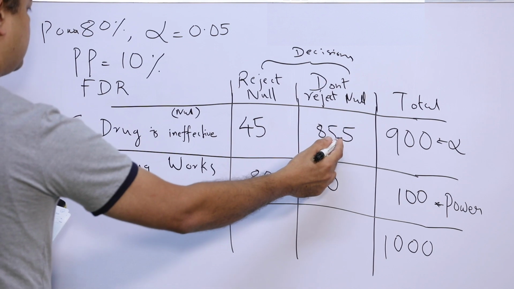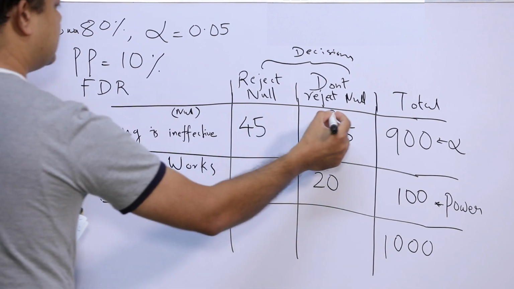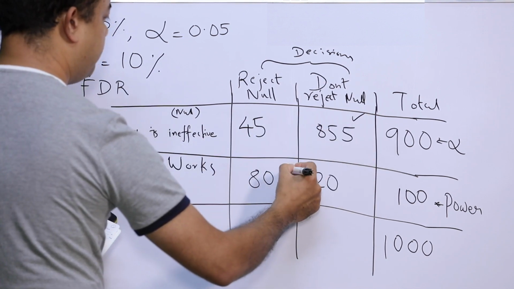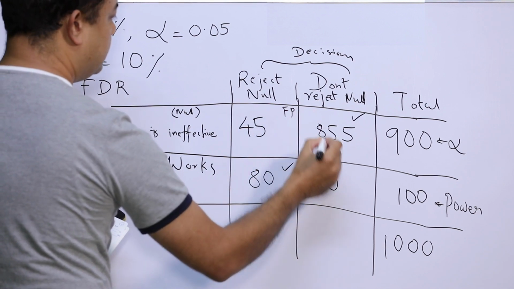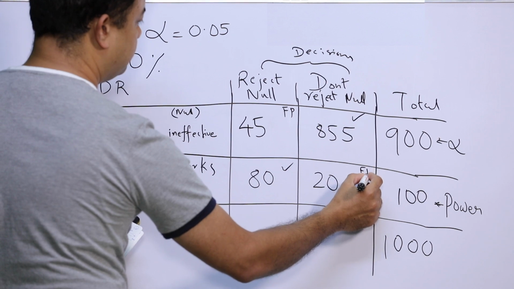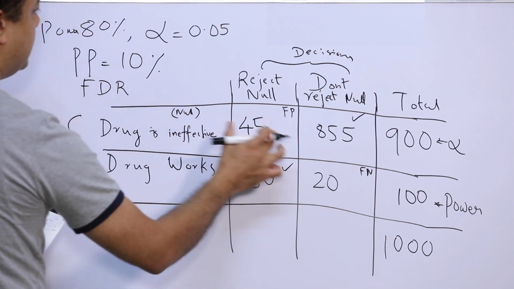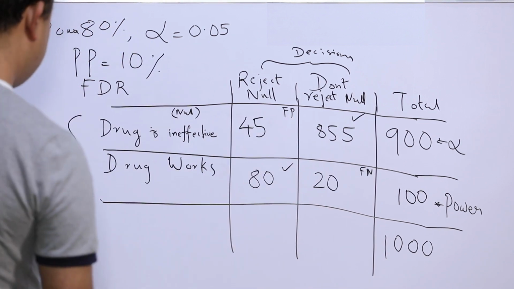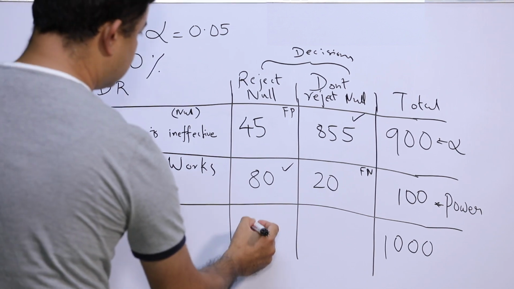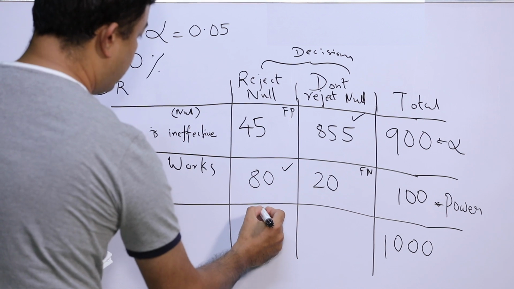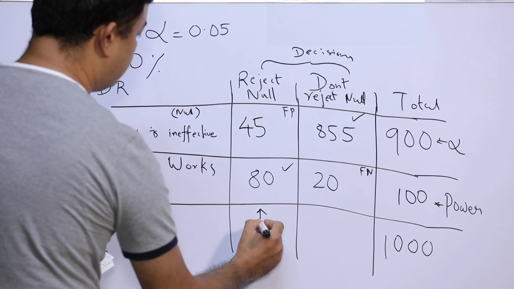This is "don't reject the null when the drug is ineffective." This is absolutely fine. This is also absolutely fine, while this one is false positive, while this one is false negative. These two are erroneous columns here. Now coming to the final one, that is basically the FDR. This particular column has to do with the FDR, false discovery rate.